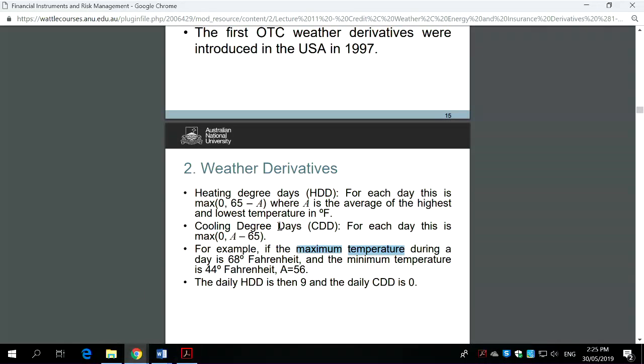So those are the daily HDD and the daily CDD. Sometimes the question would give you the cumulative CDD and the cumulative HDD over a course of a month. Then what you need to do is you simply sum up all of the daily HDD to get the cumulative HDD for that month. Okay? If the question gives you the daily CDD, you simply sum them up, you get a cumulative CDD for the month.